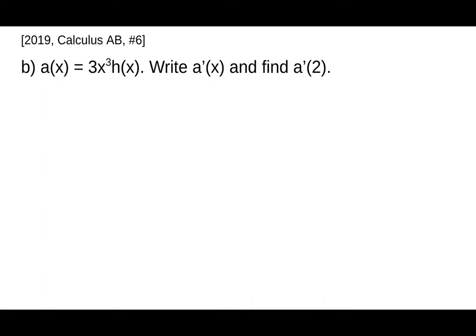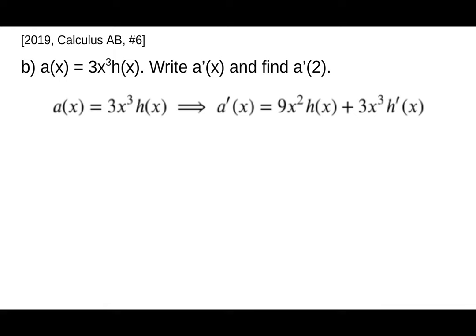In part B, we define a new function a of x to equal 3x cubed h of x, and we are asked to write the derivative of a of x and find the derivative of a at 2. And we must do both parts. We have to find a rule for a prime of x, and then we have to use it to evaluate a prime of 2.